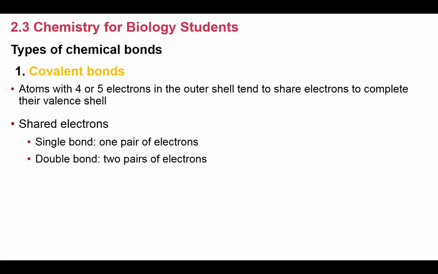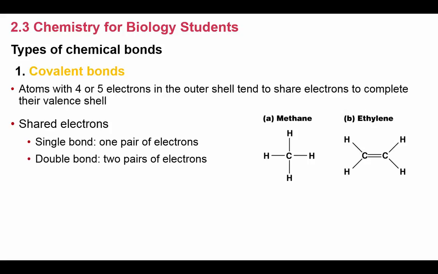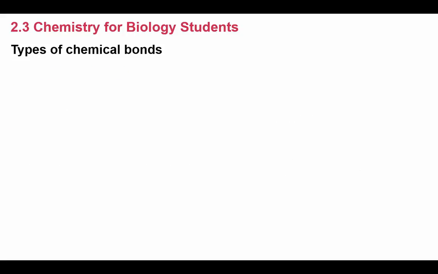We see this happen. They can share one pair of electrons. They can share multiple pairs of electrons. And so we see this happen, for example, with atmospheric oxygen, or you look at methane here, or ethylene. These are where atoms are bonding together by sharing electrons. But covalent is not the only type.